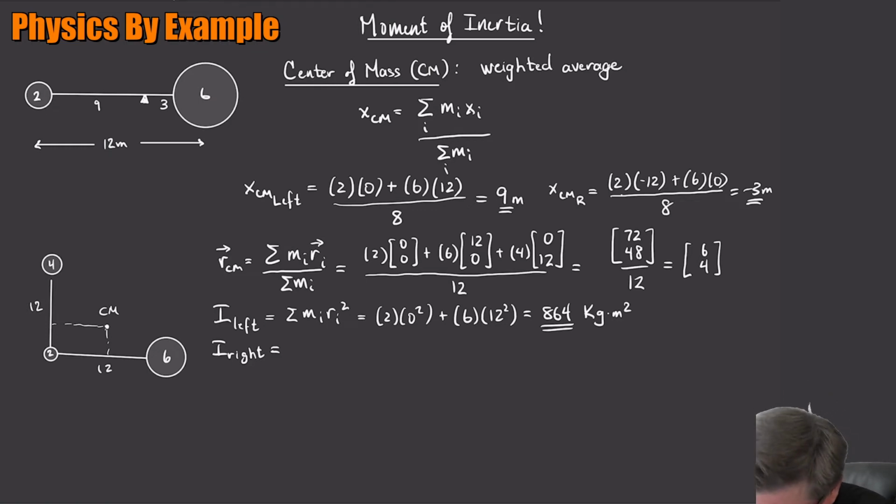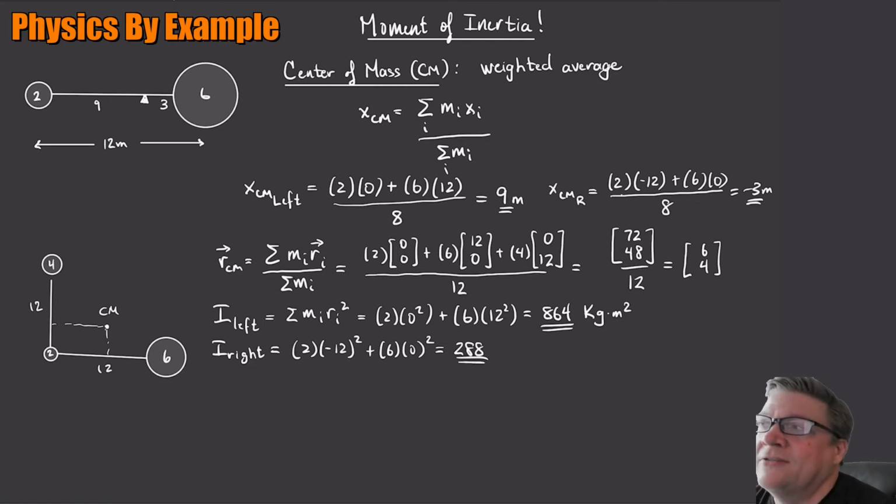So I'm going to get 2 times negative 12 squared. See how the negative is not really going to matter, right? Mr squared plus 6 times 0 squared. And that's going to give me 288. I'm going to suppress the units. So it's a different number. In fact, it's a lower number.